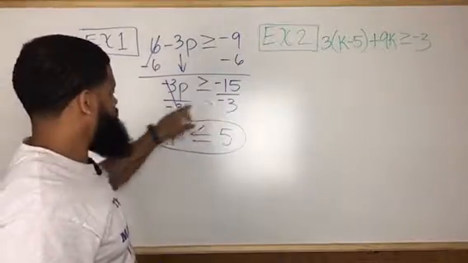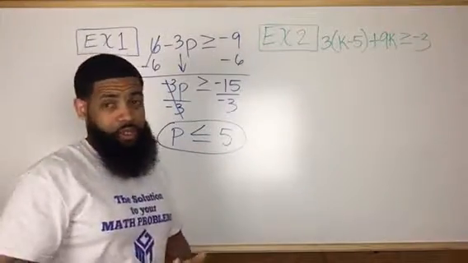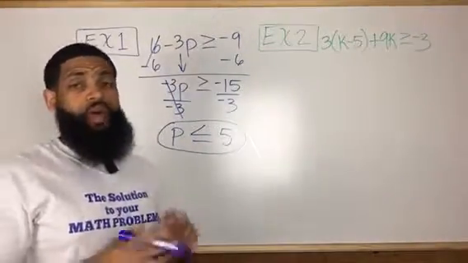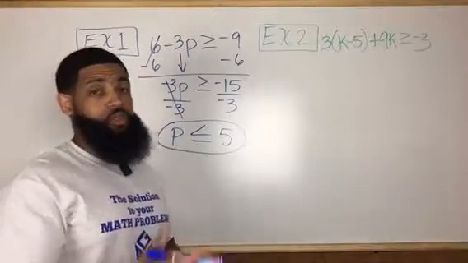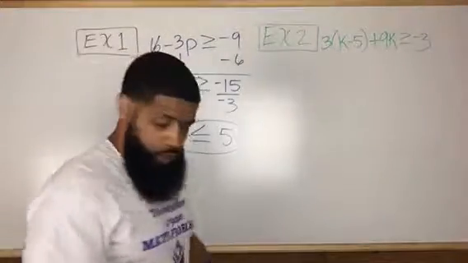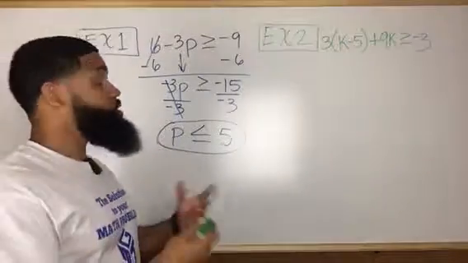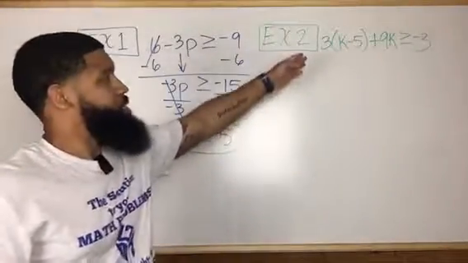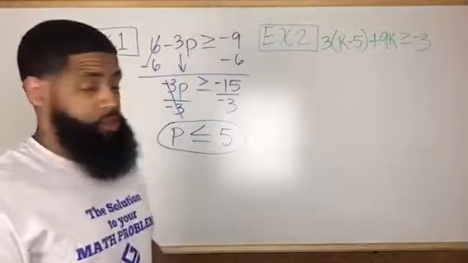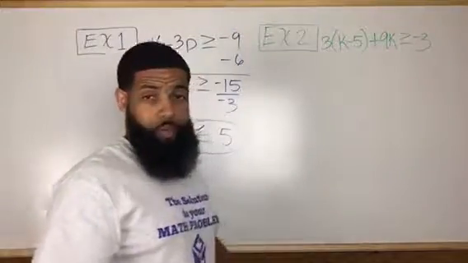Remember, once again, whenever you divide by that negative number to get the variable by itself, you have to flip the inequality symbol. You do the same thing if you multiply by a negative. All right, let's look at the second example. Now this one is a little more tedious because we have several steps, because we have the distributive property that we need to use.